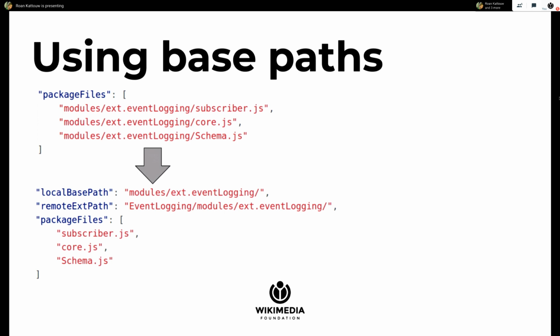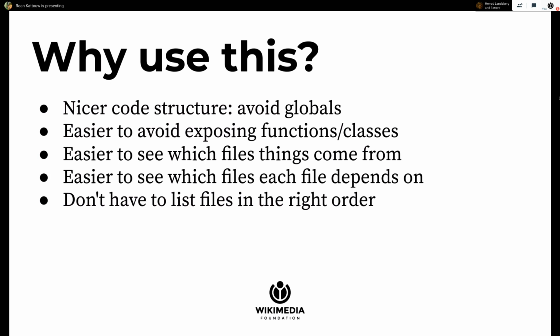You have to do this weird incantation with a remote XPath to make ResourceLoader happy. That differs a little bit between extensions and core, but you can find plenty of examples in the core ResourceLoader file and in extension files. But this allows you to factor out the common prefix, and now your packageFiles definition looks a lot simpler. This is hopefully obvious, and it's clear why you would want this for convenience. But it's about to become a lot more convenient with the next feature that I'll get to in a second.